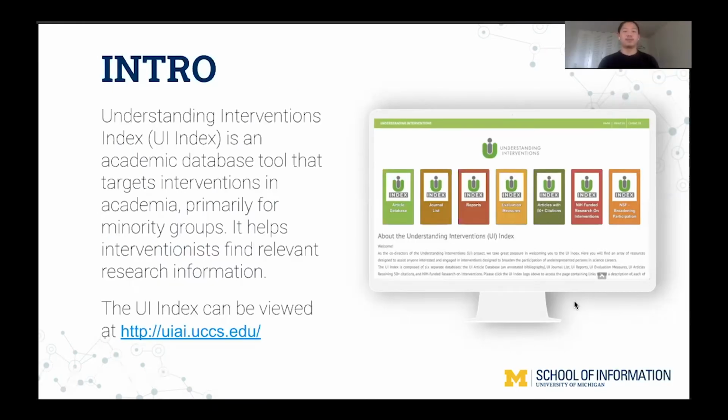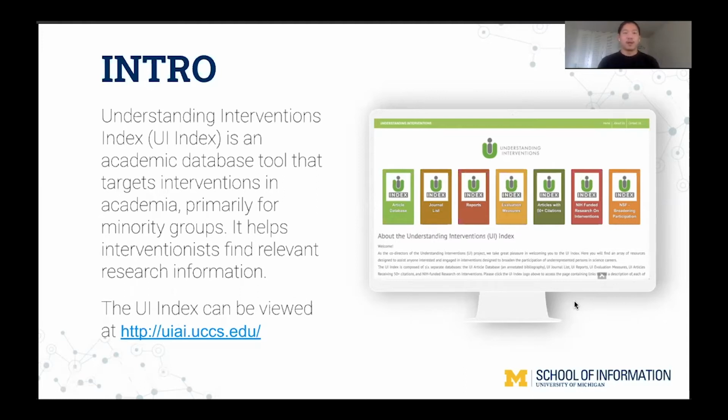Hi. Our client is an organization called Understanding Interventions, and their goal is to share the knowledge and resources in the field of education interventions. One of their major products is called Understanding Interventions Index, which is an academic database that targets interventions in education, primarily for minority groups.